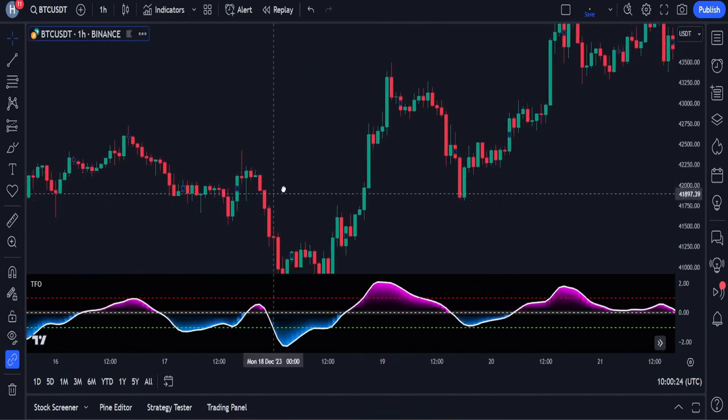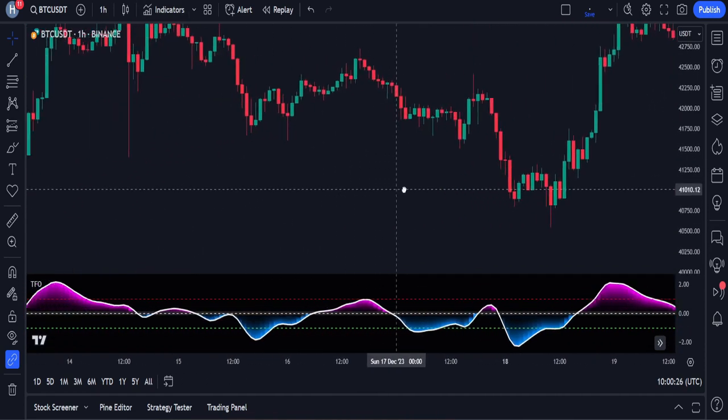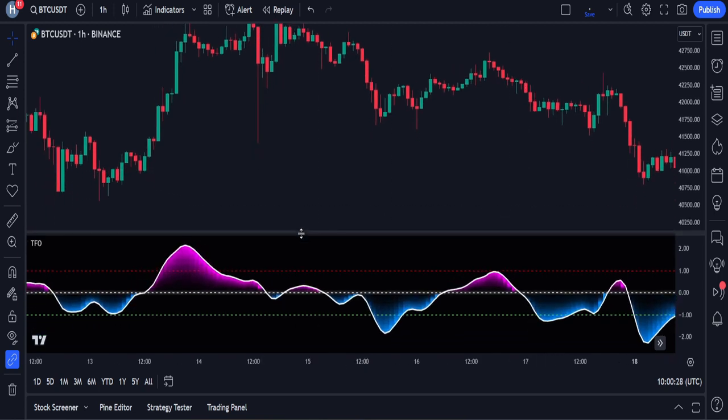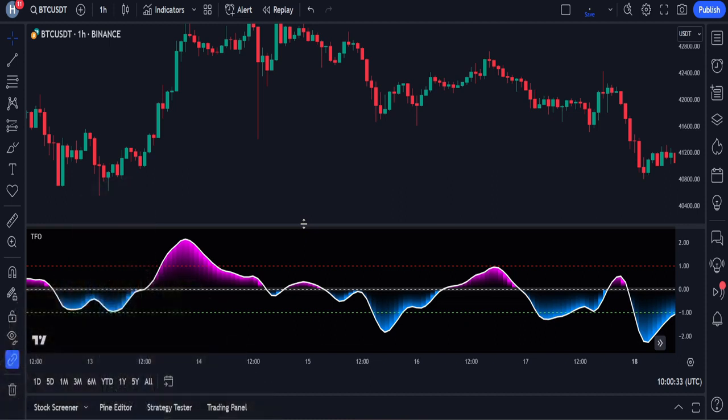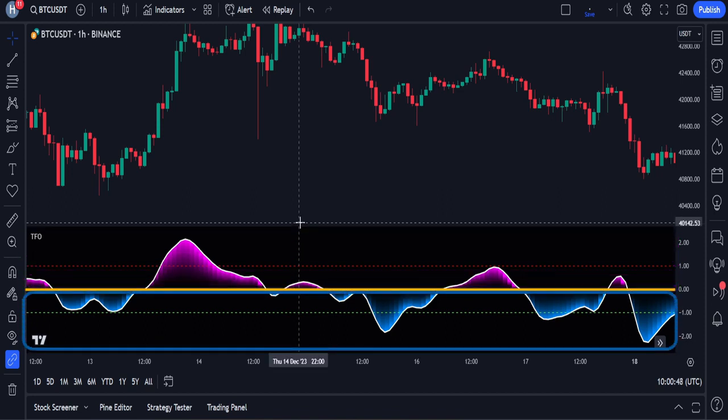It's an oscillator and fluctuating above and below the center line, which is 0. This indicator was originally formulated by Dr. John Ehlers, and it's an excellent oscillator for evaluating momentum and direction of the market. This white line that you see here is Trend Flex line, and depending on being above or below the center line, it has a background color. When it's above 0, it's pink in color, and when it's below 0, it becomes blue in color.